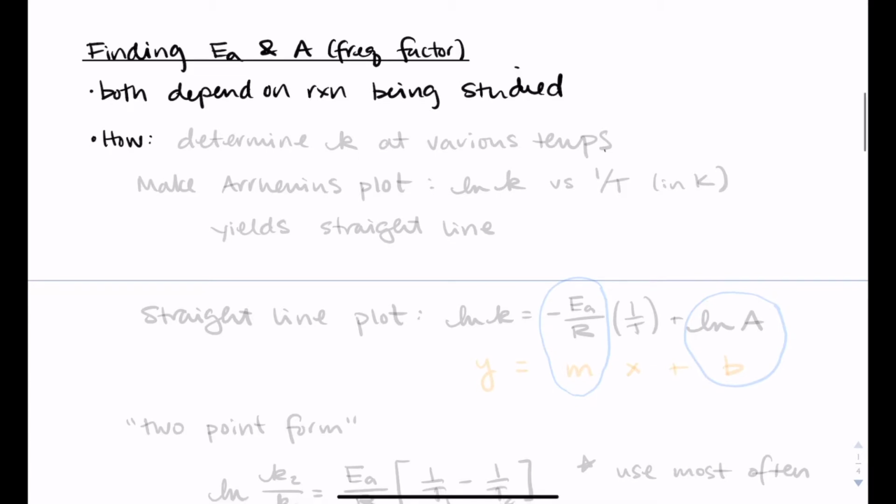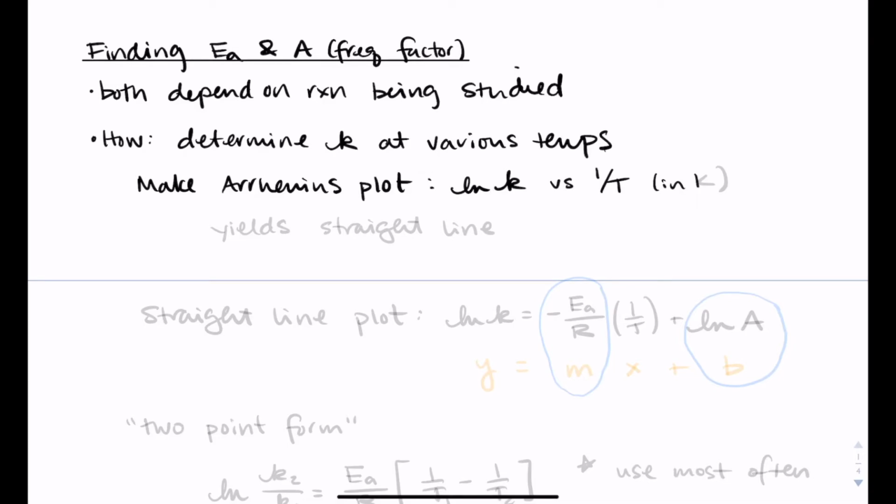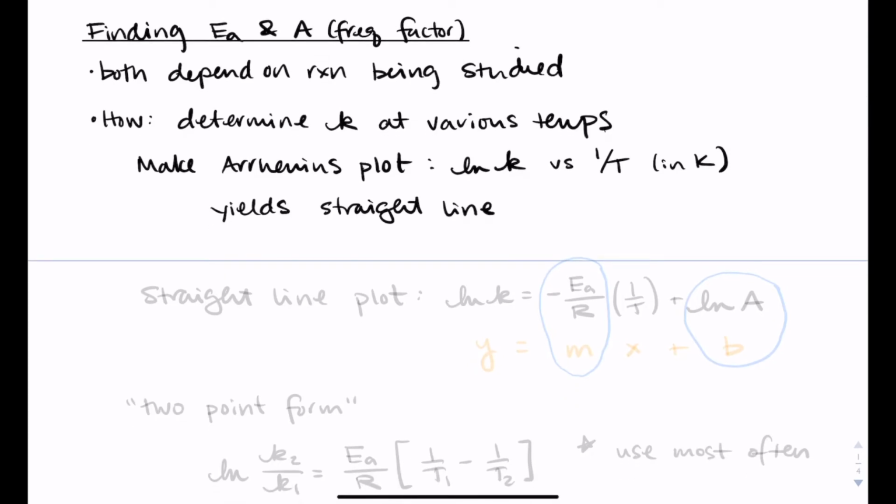The Arrhenius plot would be the single point form. This is a plot of the natural log of the rate constant versus 1 over T in Kelvin. And it gives you a straight line that has the equation natural log of k, which is y, equals negative activation energy over R, which is your slope, times 1 over T, your x component, plus the natural log of A, which would be your intercept. So from the intercept, you could find the frequency factor, and from the slope, you could find the activation energy.